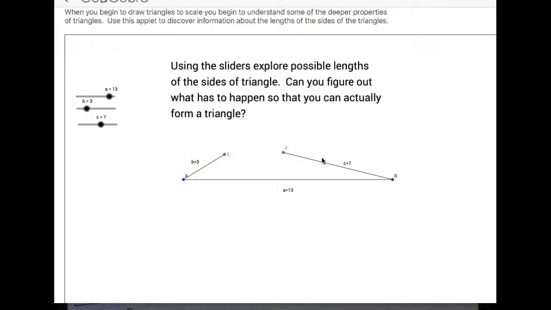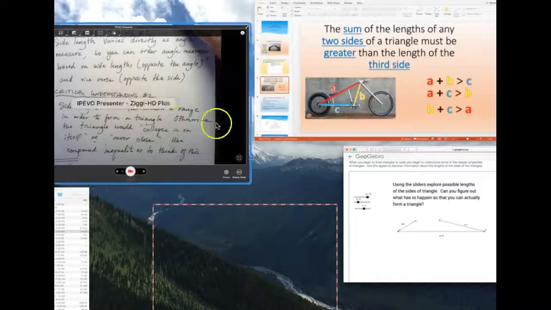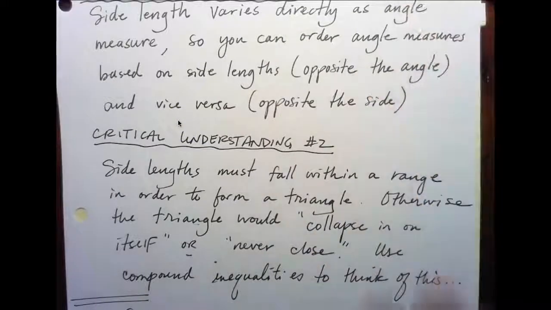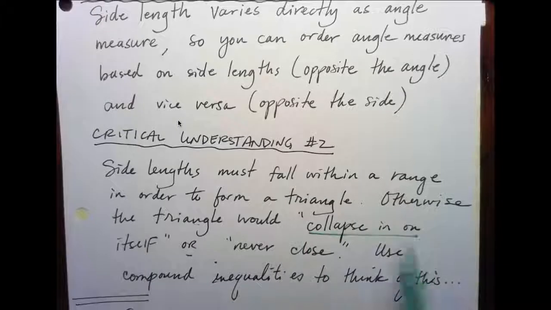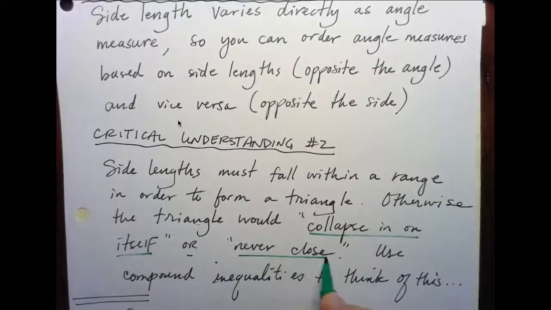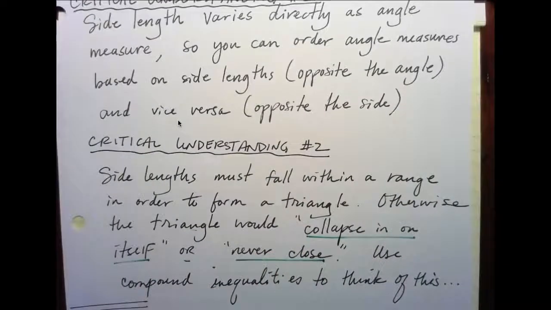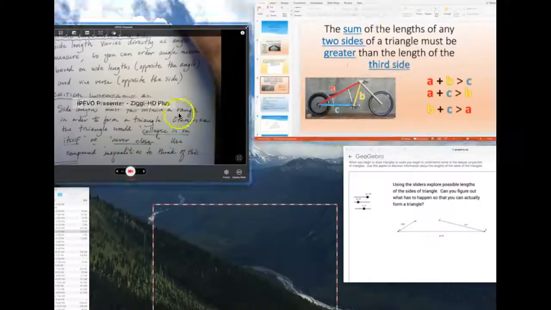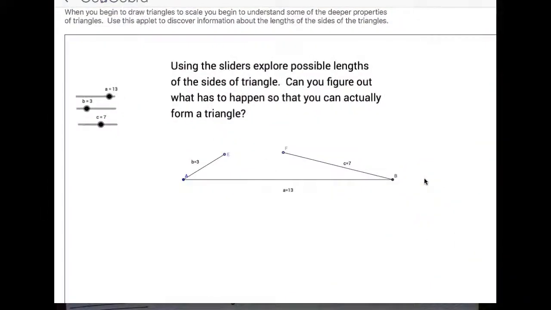And right now it's obviously not a triangle. So remember the 2 things I said that would happen here. The 2 things I said would happen here are either, of course, it'll collapse in on itself or it'll never close. So out of those 2 possibilities, which one do you think is happening right here? Well, it's never closing, right? Because it's essentially just a U. There's no connection between points E and F.